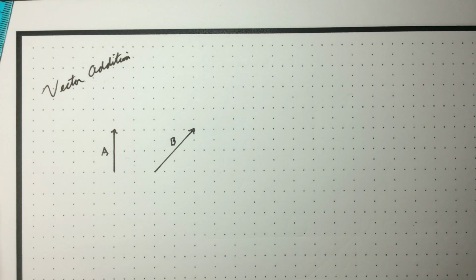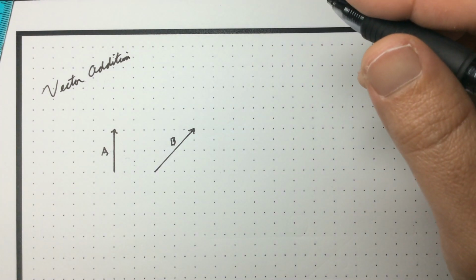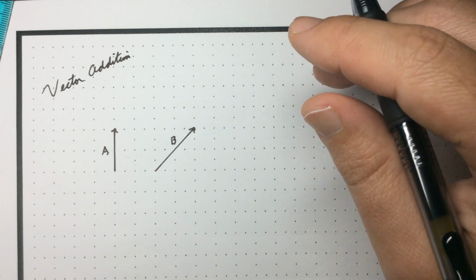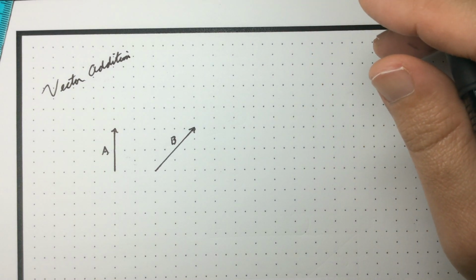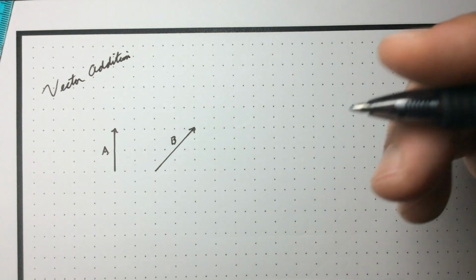Hey, it's Mr. K doing a video for AP Physics 1. We're looking at vector addition. This is going to help you out with anything that has vectors that are applied to things. So pretty much every single topic that we do.